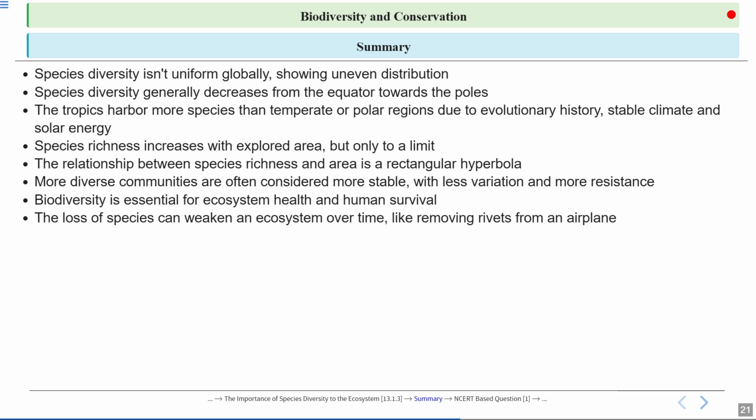Here the airplane represents an ecosystem and the rivets represent the particular species. If we keep on removing the rivets, if we keep on removing the species from the ecosystem, or if the species are getting extinct, then ultimately the ecosystem will collapse. And if there is an extinction of a keystone species, then there are chances that the ecosystem will collapse early. So loss of a keystone species has a greater impact on the ecosystem.